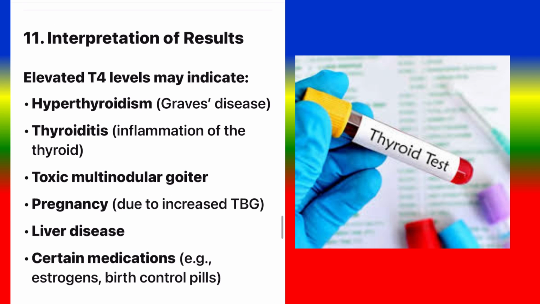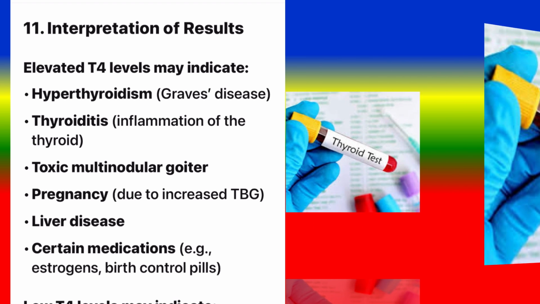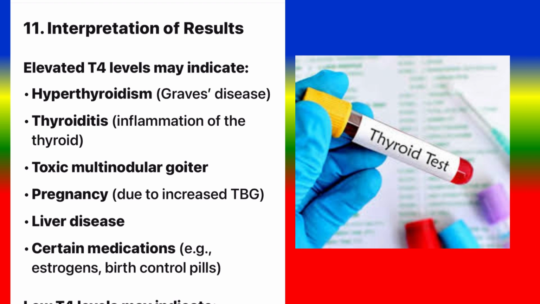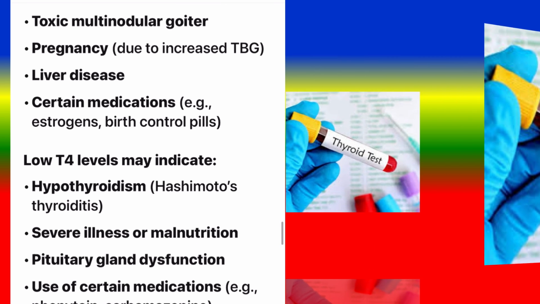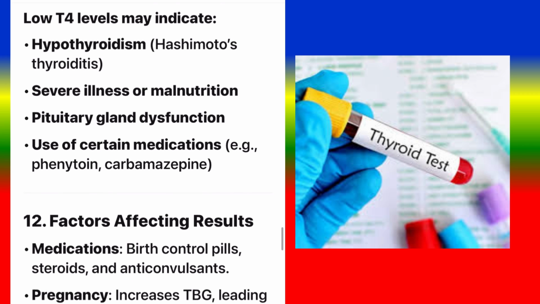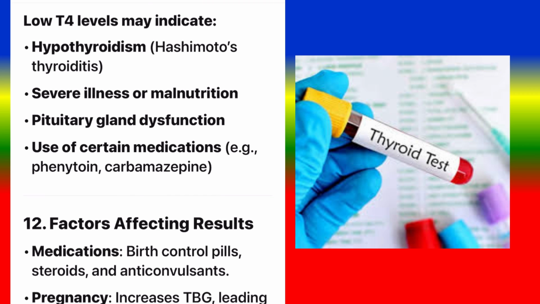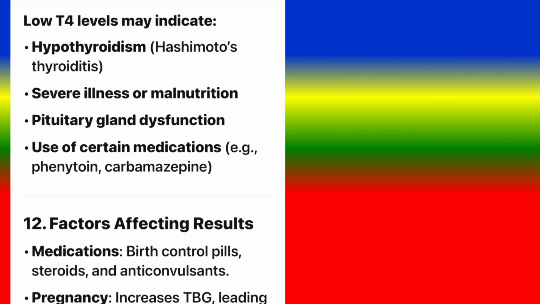11. Interpretation of results. Elevated T4 levels may indicate Graves' disease, thyroiditis, inflammation of the thyroid, toxic multinodular goiter, pregnancy due to increased TBG, liver disease, certain medications, e.g. estrogens, birth control pills. Low T4 levels may indicate hypothyroidism, Hashimoto's thyroiditis, severe illness or malnutrition, pituitary gland dysfunction, use of certain medications, e.g. phenytoin, carbamazepine.